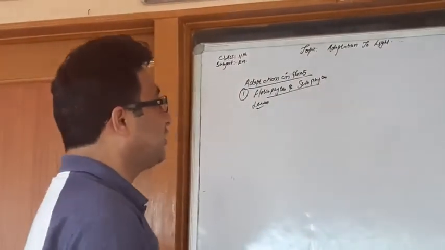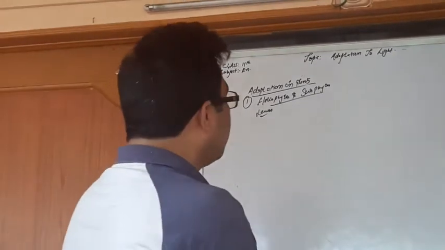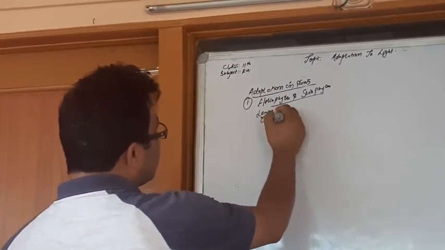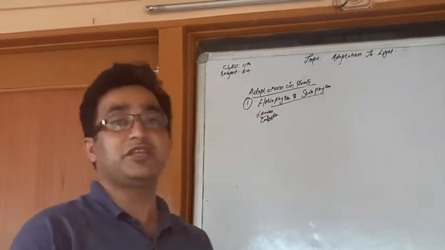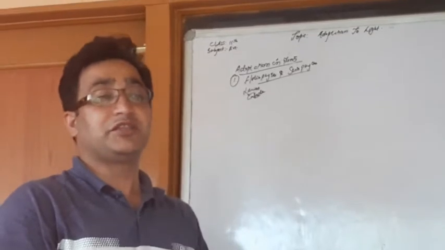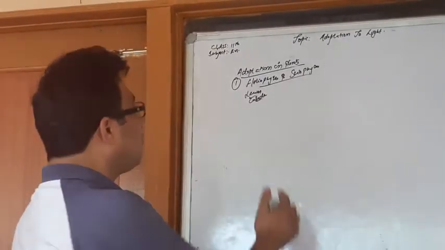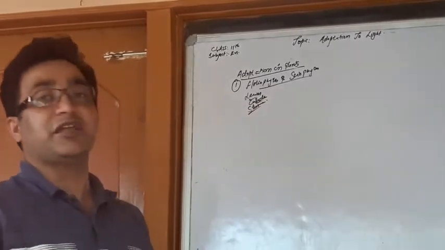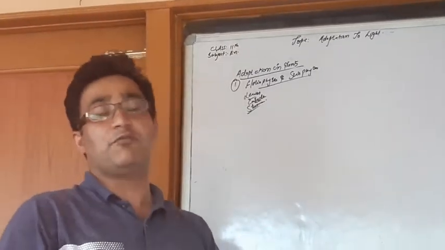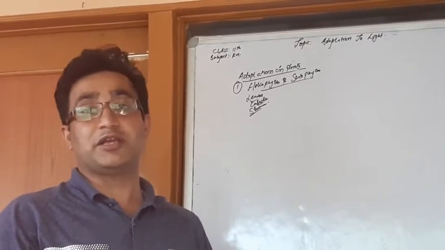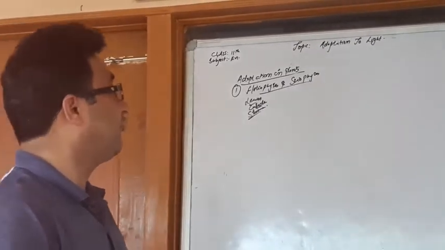The second characteristic feature is the cuticle. Heliophytes possess the thick cuticle. On the other hand, sciophytes possess the thin cuticle. Then we will talk about stomata. The heliophytes possess the sunken type of stomata, while this sunken stomata is absent in case of the sciophytes.